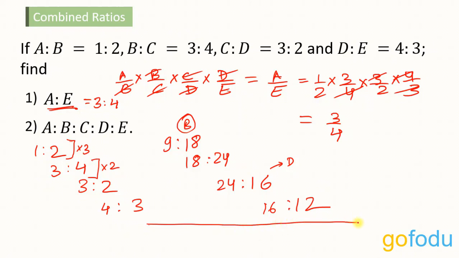Now I can easily club these four ratios and write the final answer A is to B is to C is to D is to E as 9 is to 18 is to 24 is to 16 is to 12. I have written the common parts one below another, so I can easily club them and write 9 is to 18 is to 24 is to 16 is to 12 as the final answer.